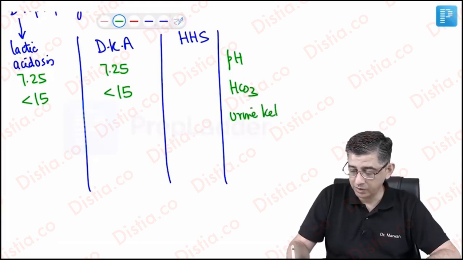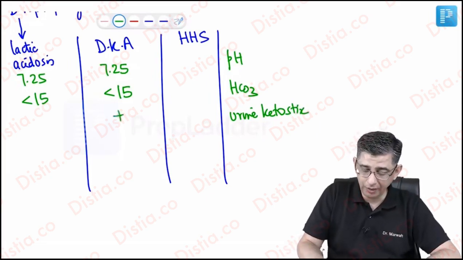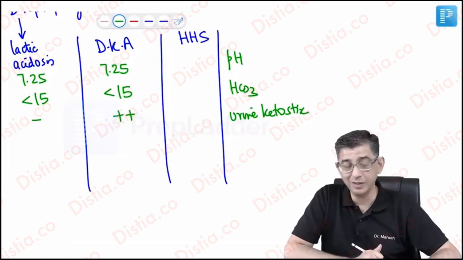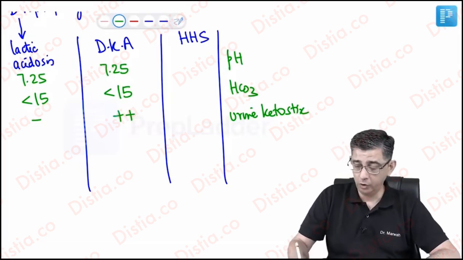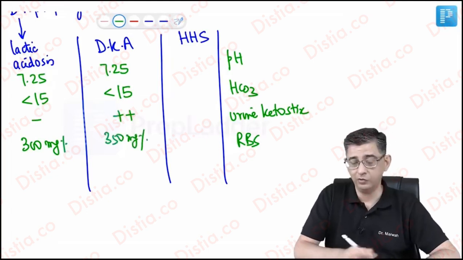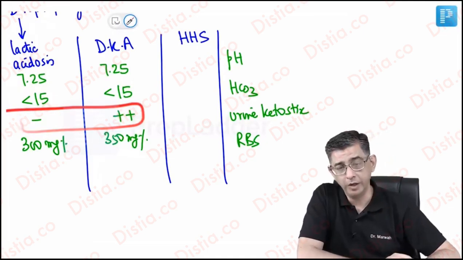The urine ketosticks. Urine ketosticks will turn out to be positive only in diabetic ketoacidosis, but will be negative in cases of a lactic acidosis patient. When you check the random blood sugar of these patients, the sugar values might be pretty close. Let me say 300 milligram percent here and 350 milligram percent in diabetic ketoacidosis. You see, I'm trying to differentiate the two on the basis of urine ketosticks.